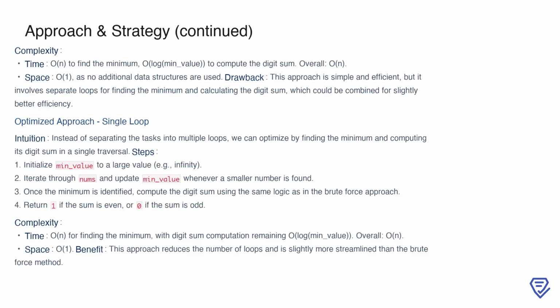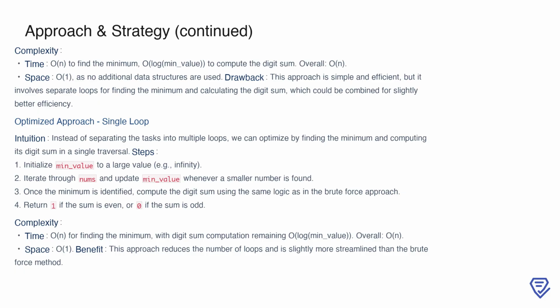The tasks of finding the minimum and calculating the digit sum are performed in separate loops. This means that the process could potentially be streamlined further. To address this, we can consider an optimized approach that combines these tasks into a single loop.